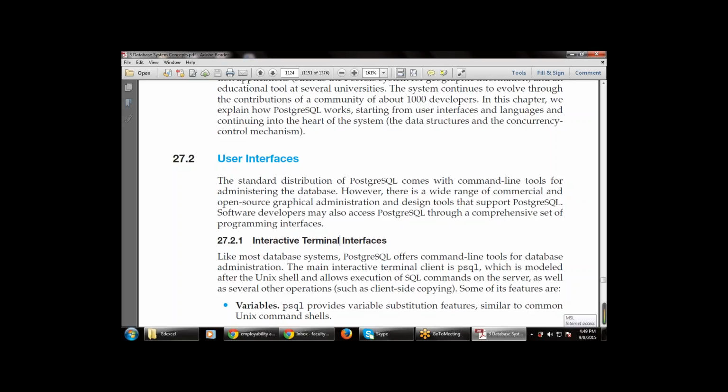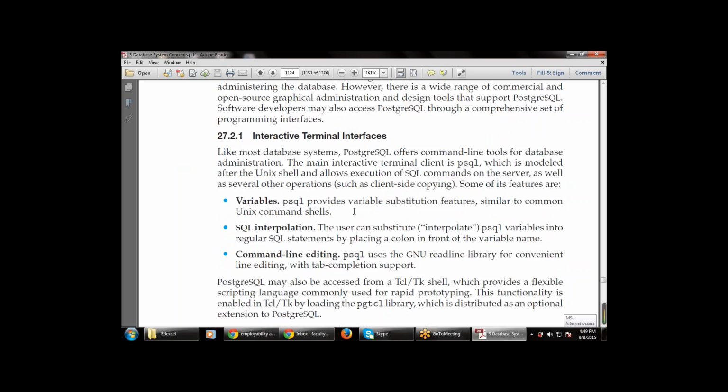The first part is the interactive terminal interface that is used by the database administrator, and there are multiple features. One is a variable feature that provides substitution similar to the common Unix command shells. Whatever commands we give in the Unix shell, similar commands will be available in this one.